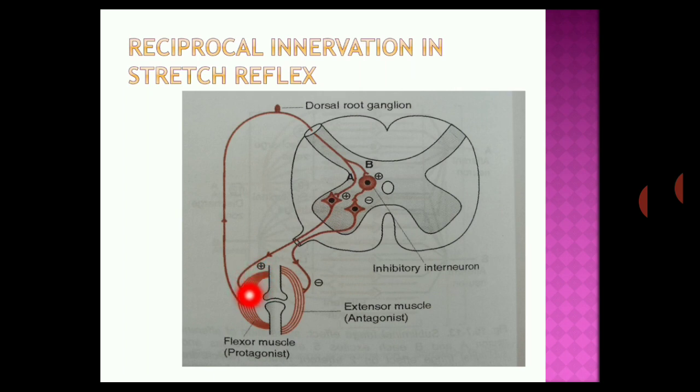So in this figure here flexor group of muscles are contracted, but you can see here along with this stimulation of alpha motor neuron, this fiber also stimulates inhibitory interneuron B. So when there is a stimulation of inhibitory interneuron, it releases inhibitory neurotransmitter like GABA and it inhibits activity of alpha motor neuron which supplies extensor group of muscle. So there is no contraction of extensor group of muscle. So in this condition there is a flexion of joint. So flexion becomes possible. So flexor group of muscles are contracted and simultaneously extensor group of muscles are inhibited due to this reciprocal innervation in stretch reflex.